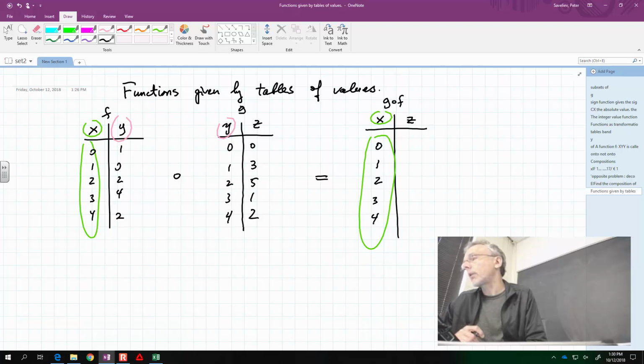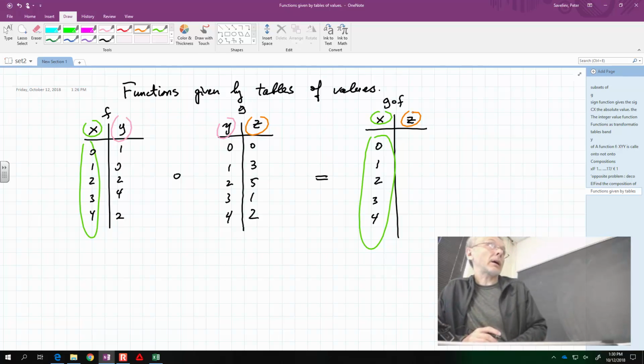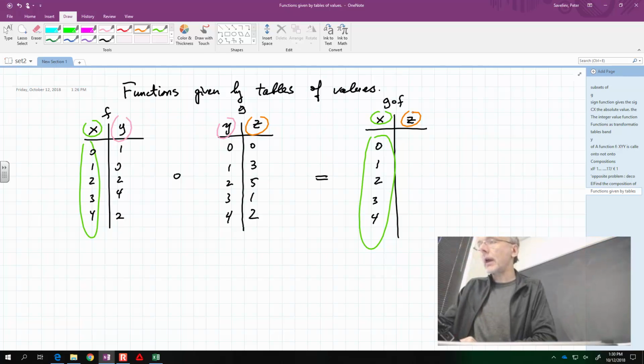Okay, so these are my x's, and now the corresponding values of z are to be found. So this is my z. That's where it came from. So how do I do it? I just follow the arrows, the arrows that are implied in each of the tables. 0 corresponds to 1, 1 to 0, 2 to 2, 3 to 4. These are the arrows of the first function. It's what we started with, the arrows, but in the table those arrows are implied.